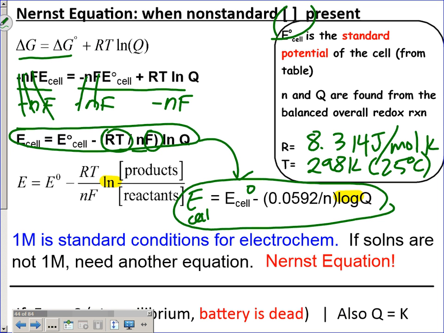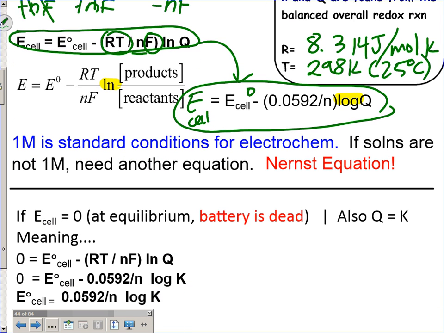But we still need to find n from our actual cell to calculate the final answer. So apparently when you switch around the constants and you change your ln into log, that's the number that correlates the constants. I'm not working through the math. Just trust me on this. All right, so with that, we call it the Nernst equation.